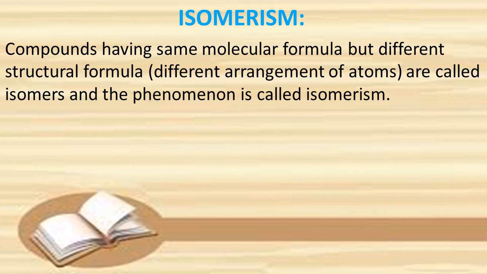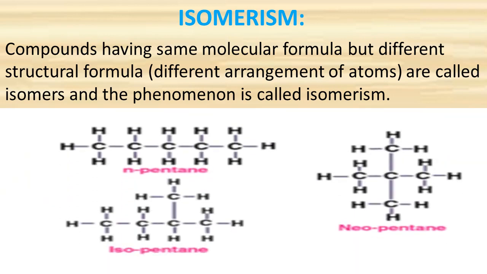So once again, isomerism is the phenomenon where compounds have the same molecular formula but differ in structural formula. You can see the structures here. What I am going to show is the structure of pentane. Pentane can be written in three different ways. One is the normal structure, the linear chain. The other two forms can be written as branched chains of the carbon atoms. You can see the arrangement of carbon atoms here.